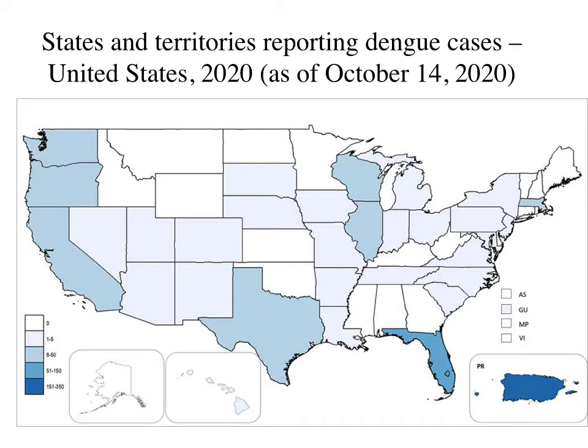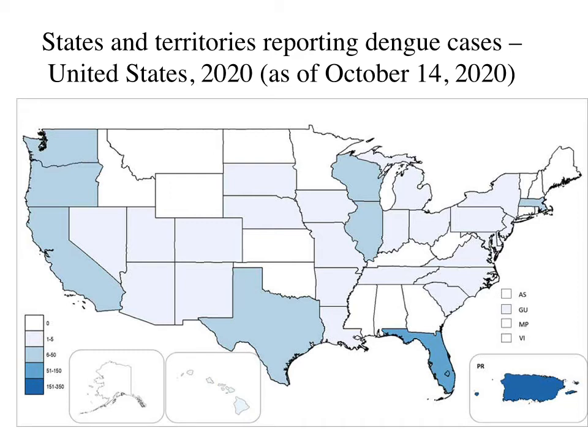Outbreaks occasionally occur in the continental United States, but nearly all dengue cases reported in the 48 contiguous U.S. states were in travelers infected elsewhere. In 2020 so far, there have been 350 locally acquired cases in Puerto Rico and 64 locally acquired cases in Florida. All the other cases that have been reported in the U.S. were in travelers who were infected elsewhere.